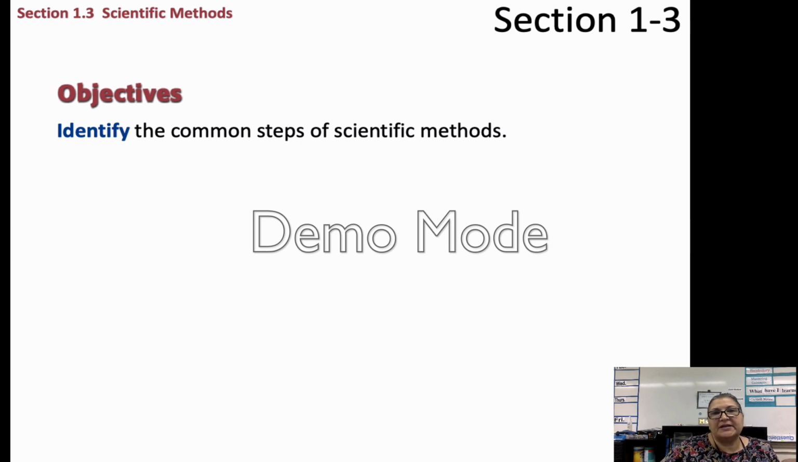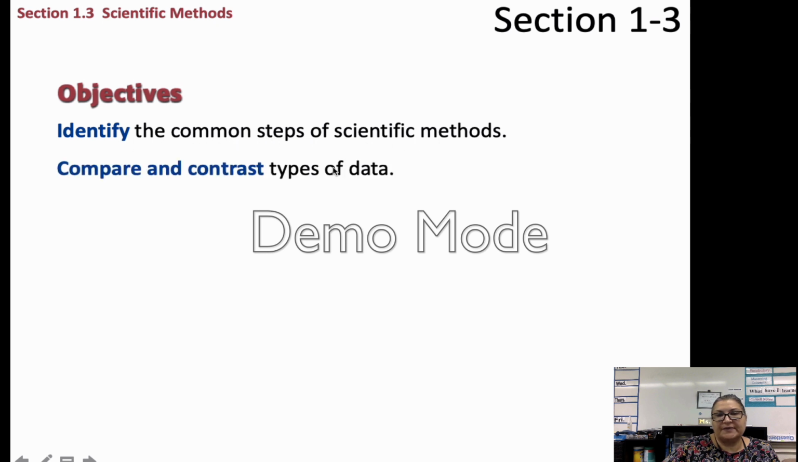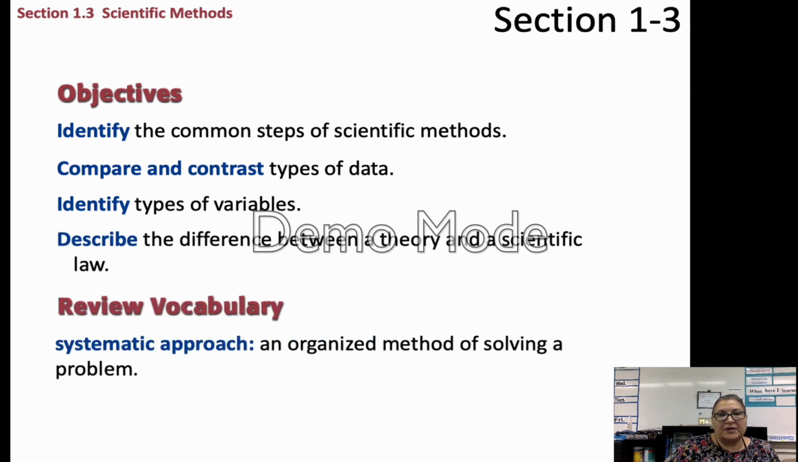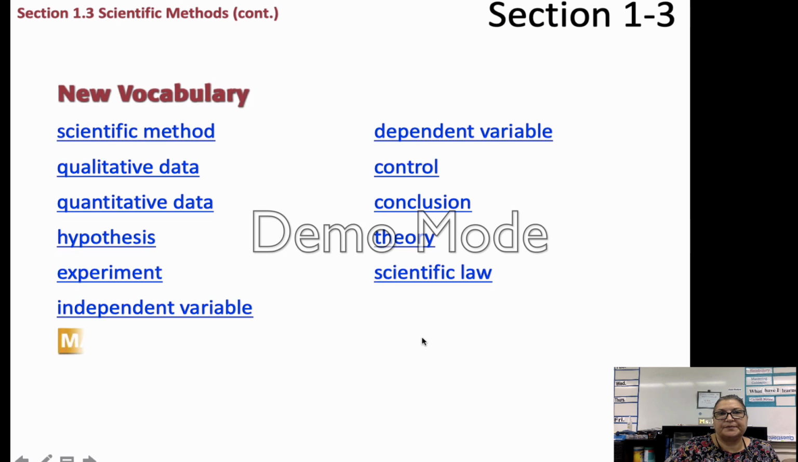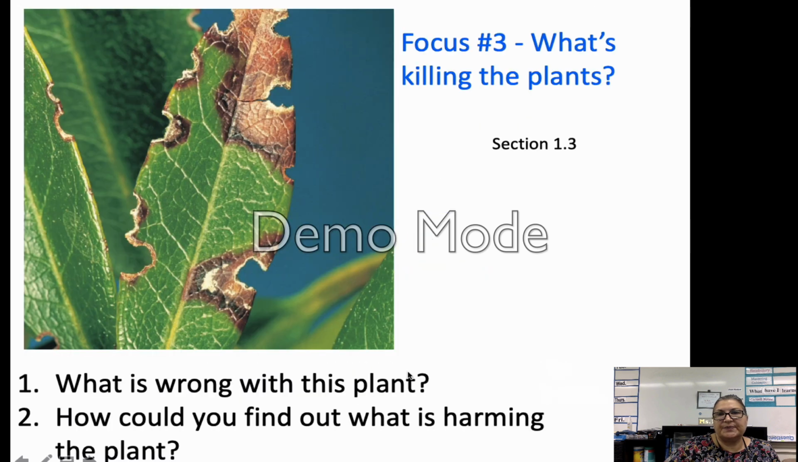Hello, everyone. Today we're going to do 1.3 scientific methods. So, objectives: we're going to go over common steps for the scientific method, compare types of data and types of variables. And review vocab: systematic approach, which is an organized method of solving a problem. These are all the terms.